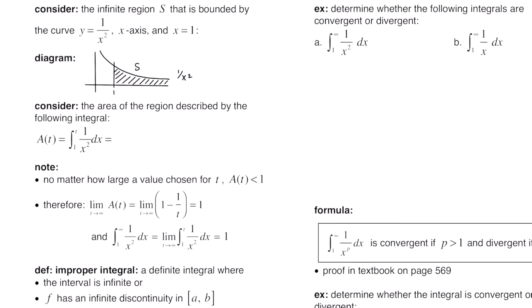So here's a diagram where we have the graph of 1 over x squared. To the right of the y-axis, it goes like this. We have the line x equals 1, and then we have the shaded region, we're calling it S, that's bounded by the curve and the x-axis and x equals 1.